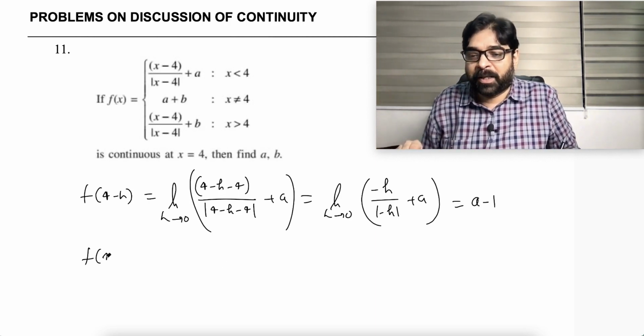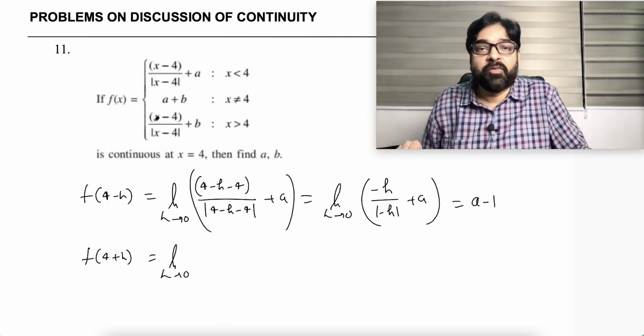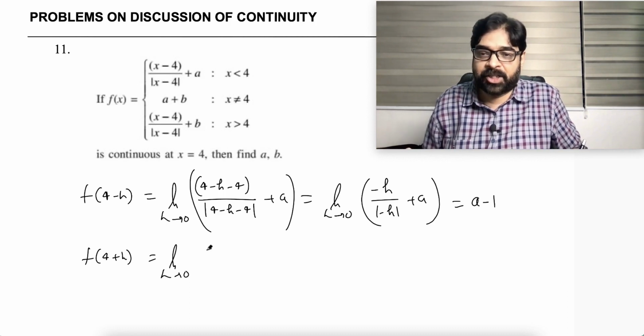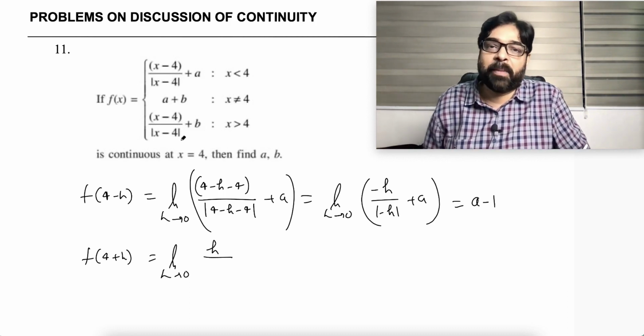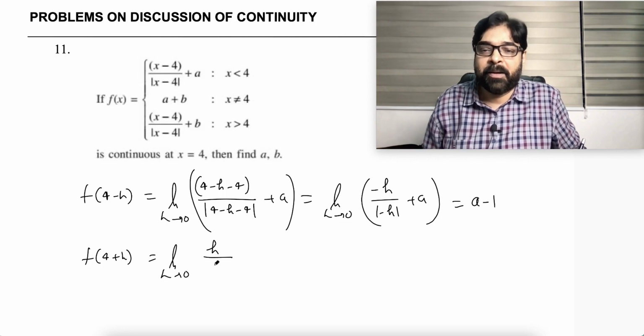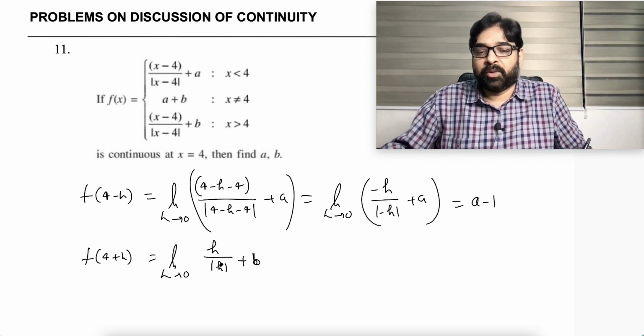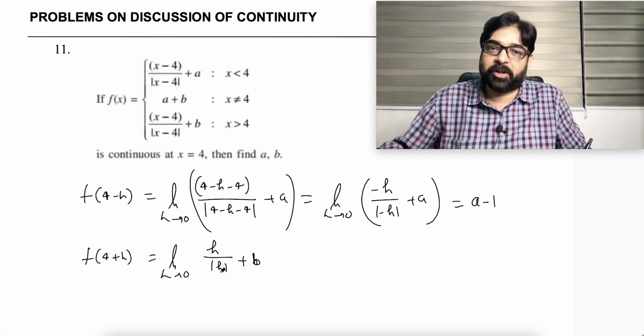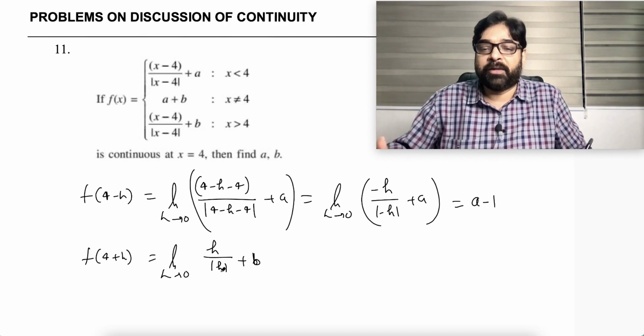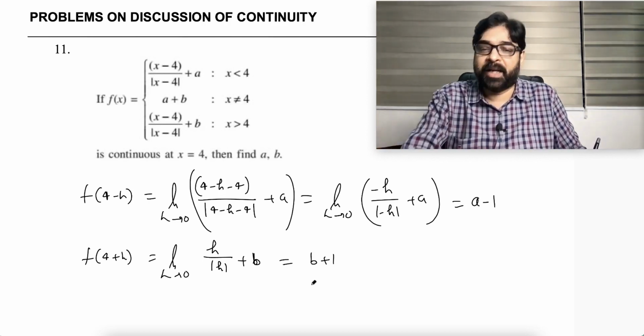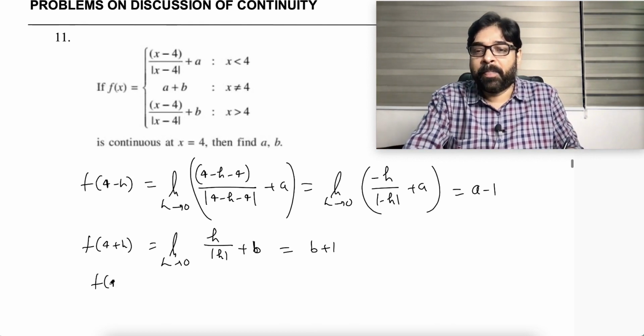Now f of 4 plus h, limit h approaches 0. Directly can I write it? 4 plus h minus 4 means h, divided by mod of 4 minus 4 plus h minus 4, which means mod of h, plus b. Yes or no? Plus b. So h by mod h will be h only, because h is a small positive number. So that will get cancelled and it is going to be b plus 1. Am I right? And f of 4 is given as a plus b.